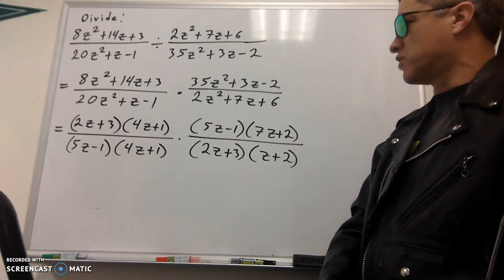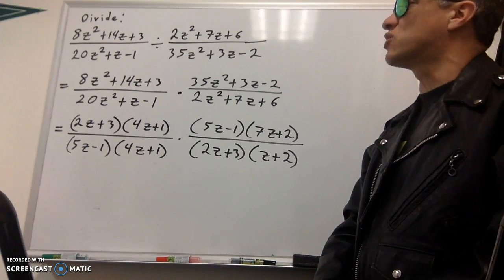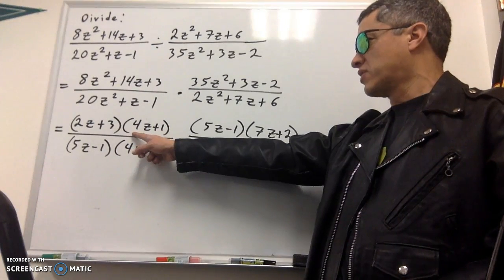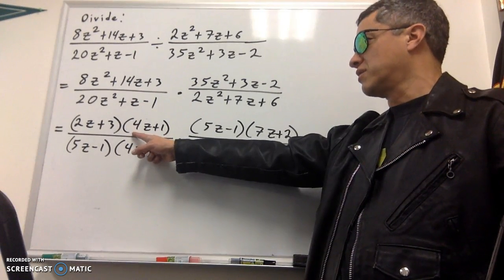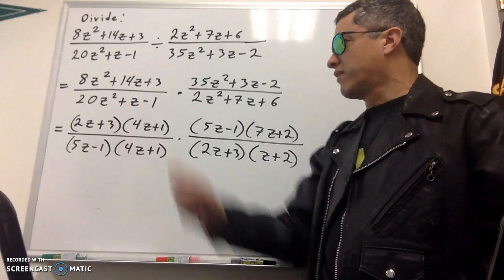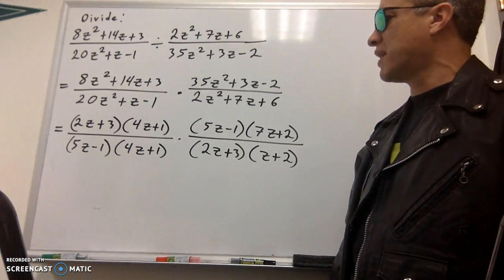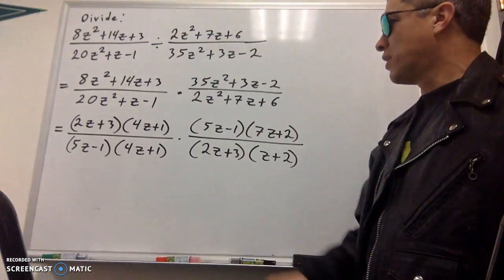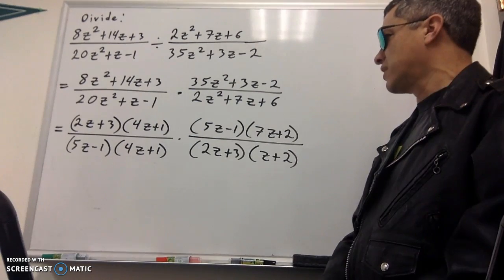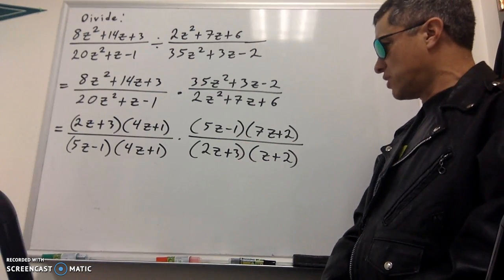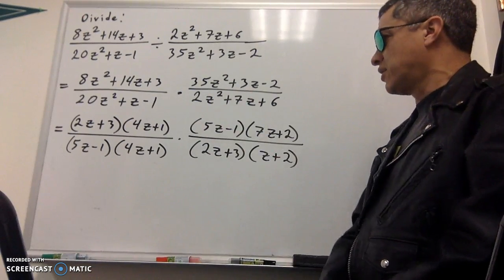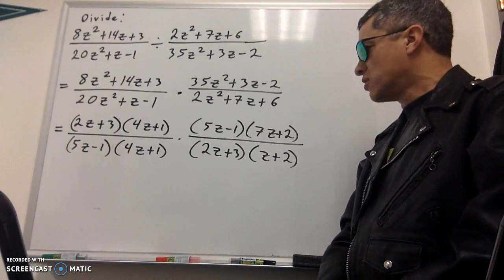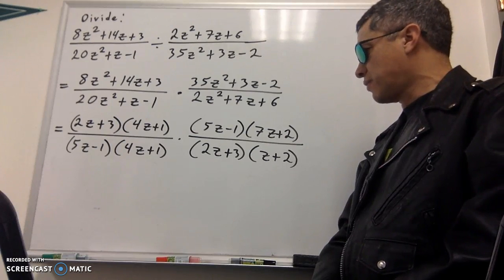The 8z squared plus 14z plus 3 is 2z plus 3 and 4z plus 1. Down here we've got 20z squared plus z minus 1. It factors to 5z minus 1 and 4z plus 1. Up here I've got 35z squared plus 3z minus 2. It factors to 5z minus 1 and 7z plus 2. And down here in the last denominator I've got 2z squared plus 7z plus 6. It factors to 2z plus 3 and z plus 2.